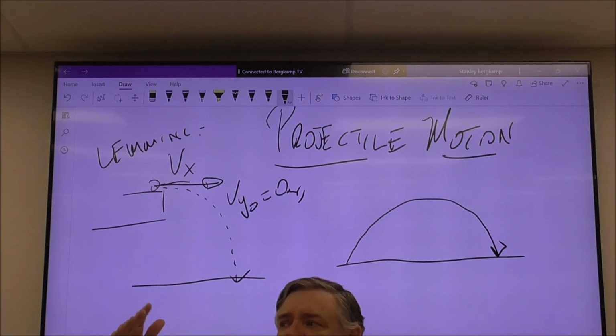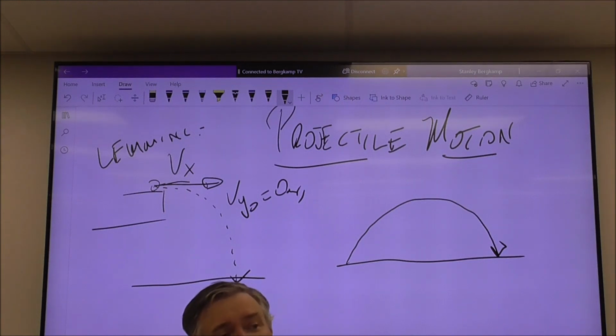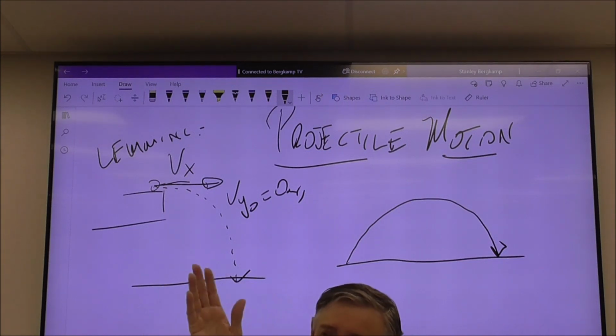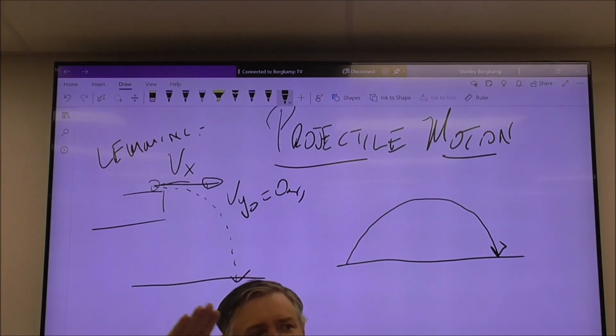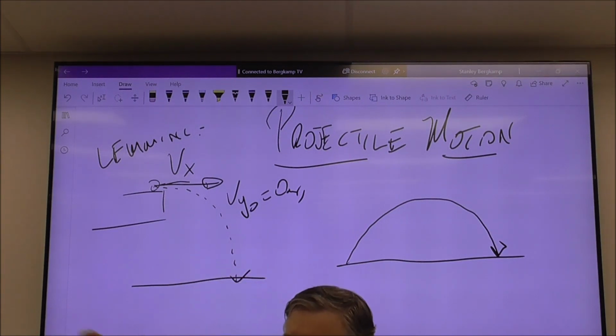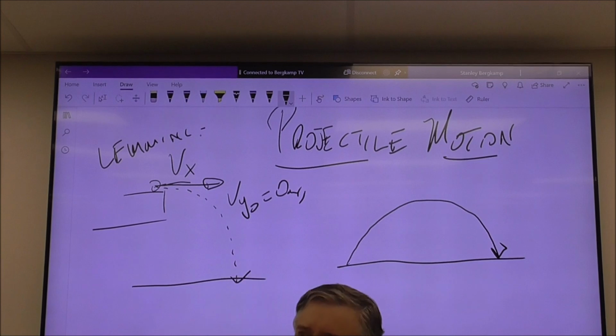But here's your other mantra. If you've ever seen the ads for Vegas, what's the theme? What happens in Vegas stays in Vegas, okay? We're going to do a similar type thing, without the gambling. We're going to say what happens in the X stays in the X. What happens in horizontal motion stays in the horizontal. What happens in the vertical stays in the vertical.